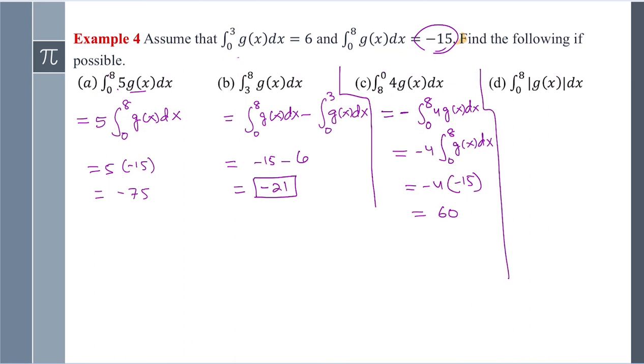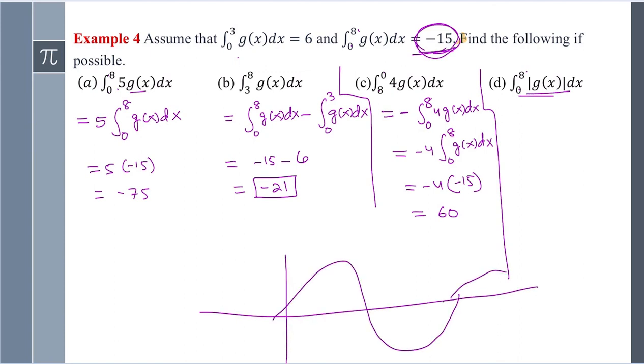Now for the last one, it's a little bit different. We have the absolute value, to find the area from 0 to 8. We are given that the net area from 0 to 8 is negative 15, but that does not mean that taking the positive of this one would give the answer, because we could have some area above the x-axis and some area below the x-axis. So this one just gives us the net area.